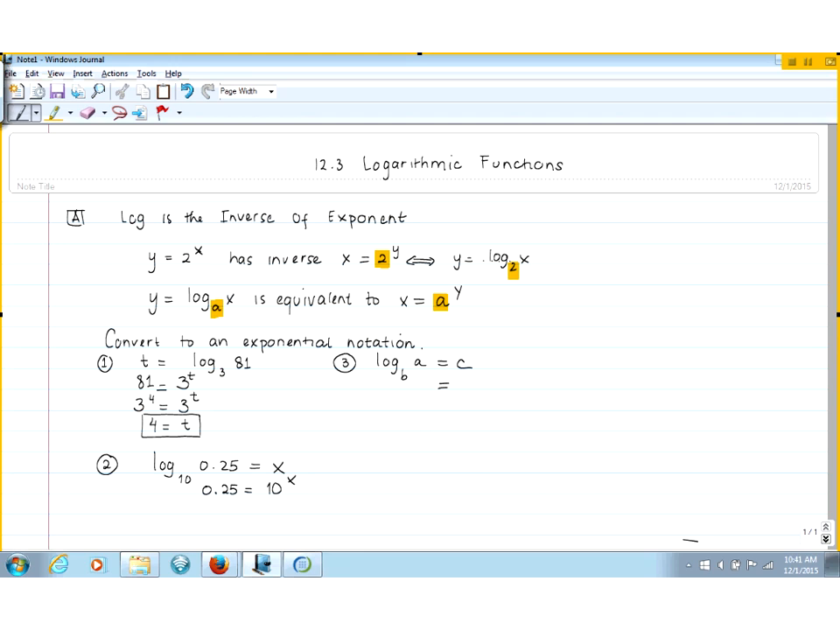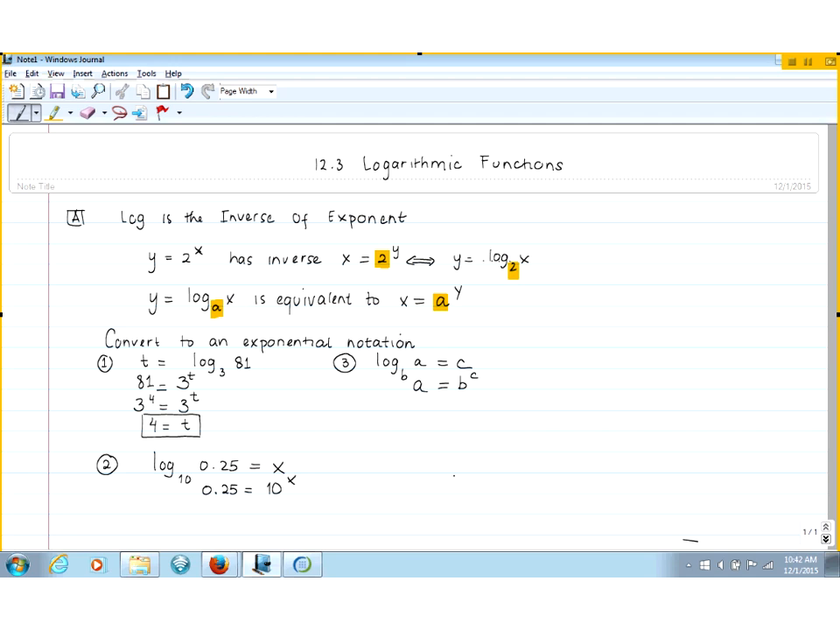But let's rewrite it using exponential notation. What's the base? B. What's the exponent? C is equal to A. Yeah, you're just rewriting. You're not solving.